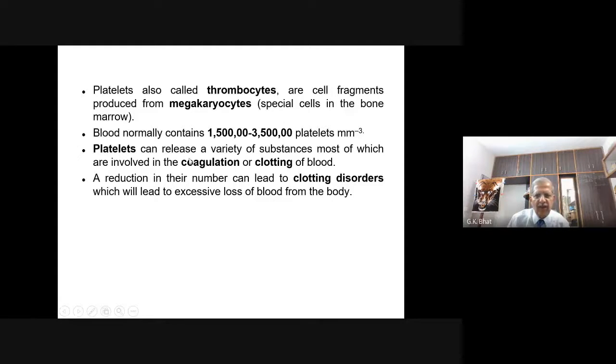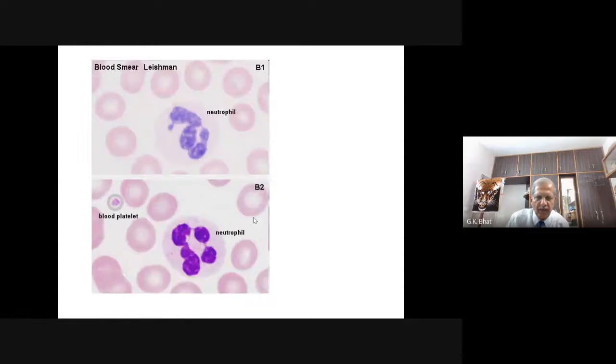Blood platelets can release a variety of substances, most of which are involved in coagulation or clotting of blood. I already told you about clotting of blood. Blood platelets are concerned with that. A reduction in their number can lead to clotting disorders, which will lead to excessive loss of blood from the body. So they are very much concerned with clotting of the blood.